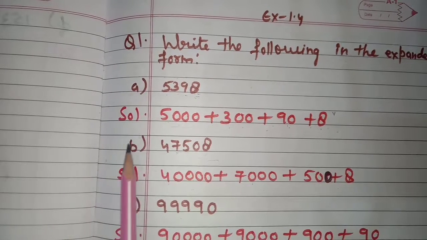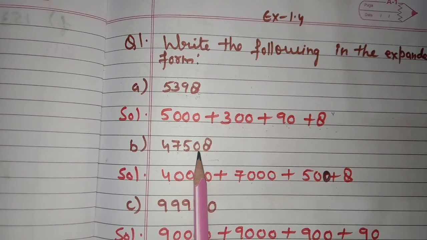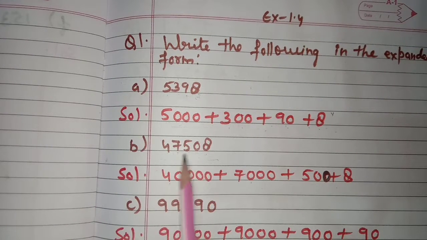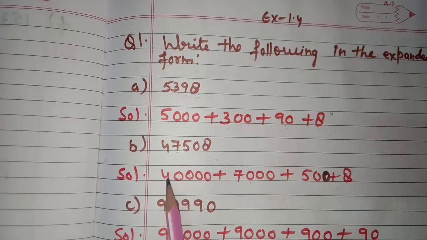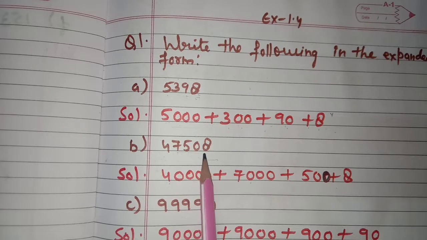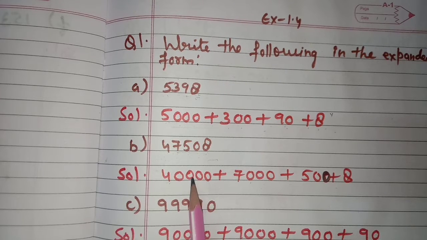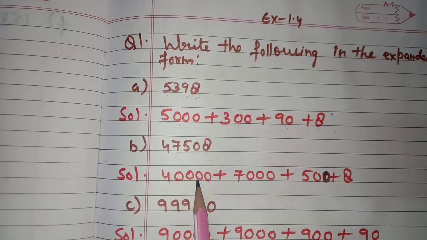Now next is part B, 47,508, and this is a 5-digit number. So in the same manner we will do this part also and the remaining as well. So write the first digit and see how many digits are there next to its right side, 4. So we need to put 4 zeros, or we can say 4 is at 10,000's place, so we have to write 40,000 because 4 into 10,000 is 40,000.